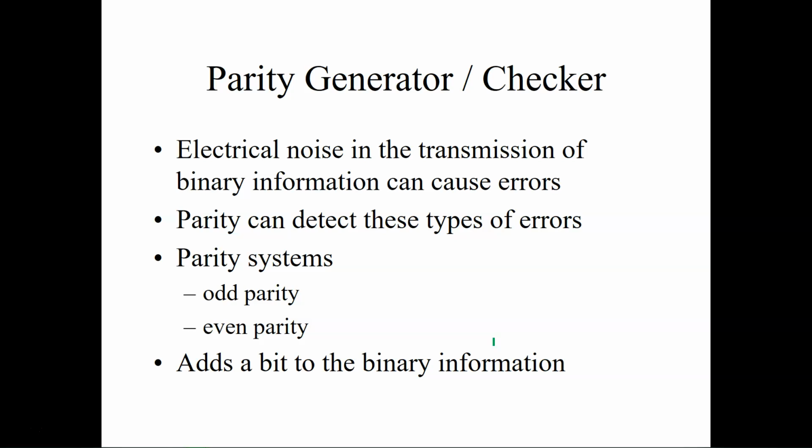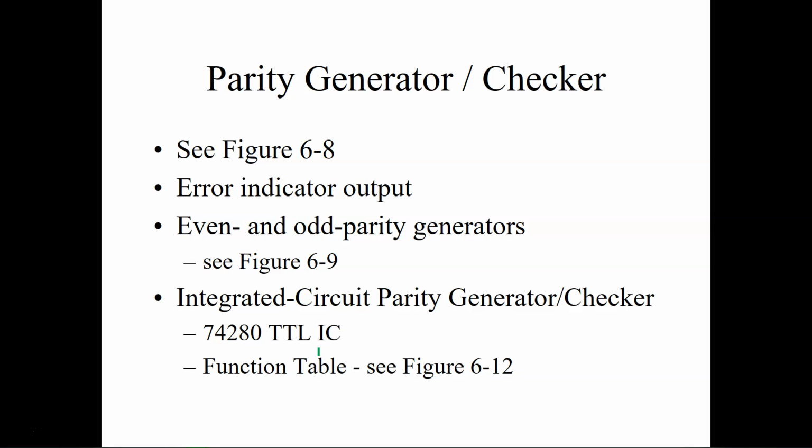So electrical noise in the transmission of binary information can cause errors. This is something that can cause your computer to crash. It can cause a lot of other problems. Okay? So parity can detect these types of errors. You have a couple of different ones. You have odd and even parity. It adds a bit to the binary information. So we'll kind of go into it here in a second.